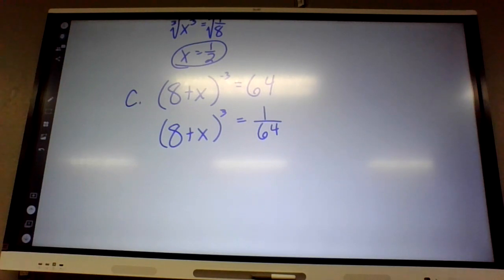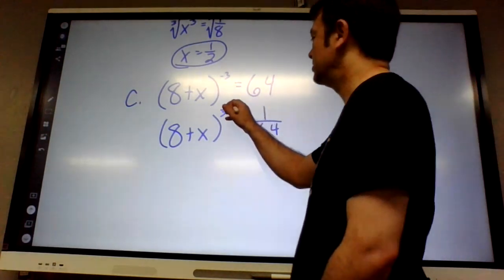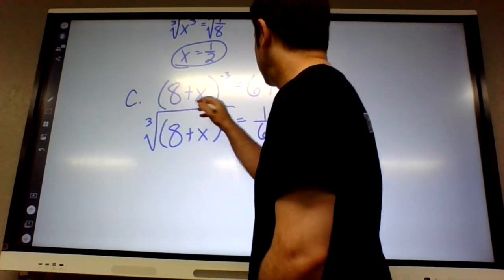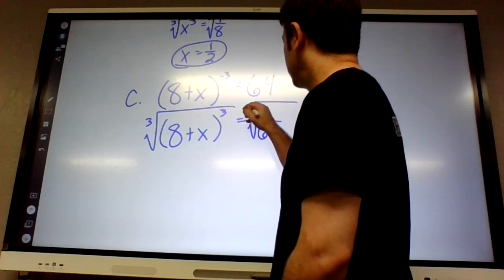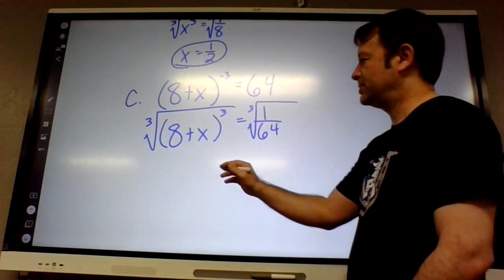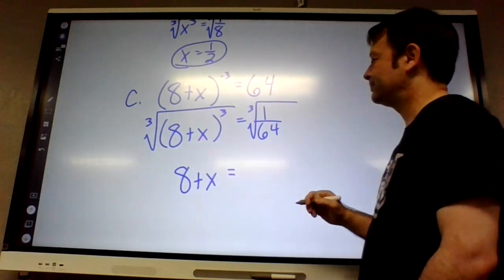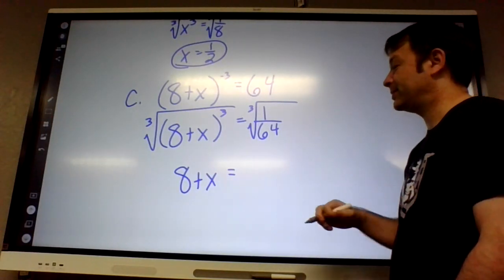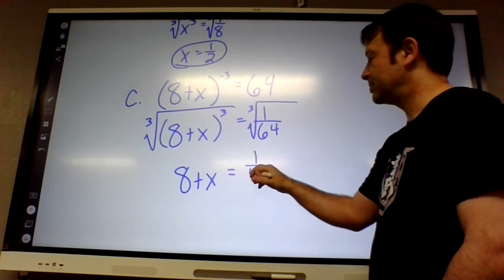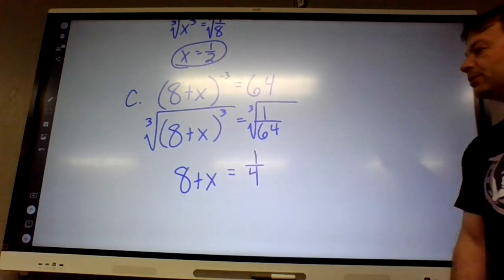And then how do I get rid of the cube? Cube root. You guys know what the cube root of 64 is? 1/8? No, that's the square root. 64 does have a cube root. Yeah, it's 4. So this will become 1/4.